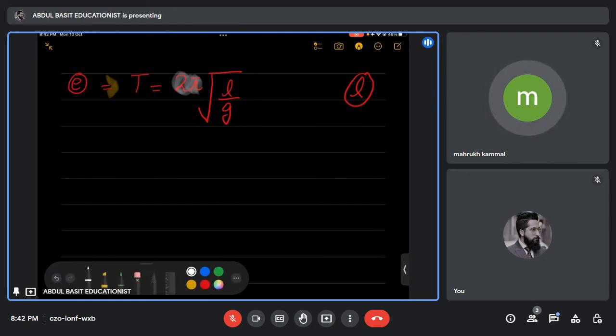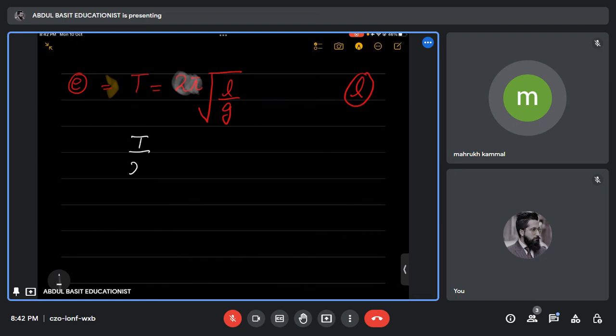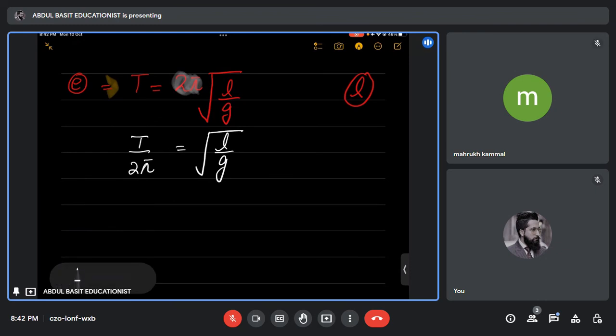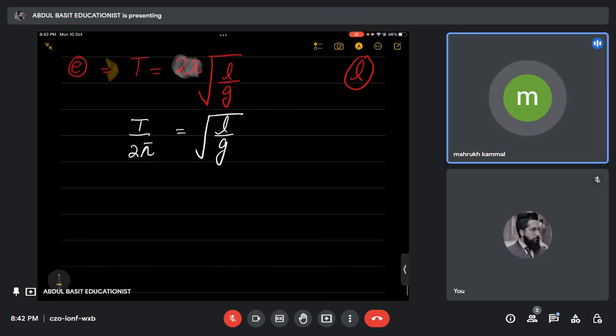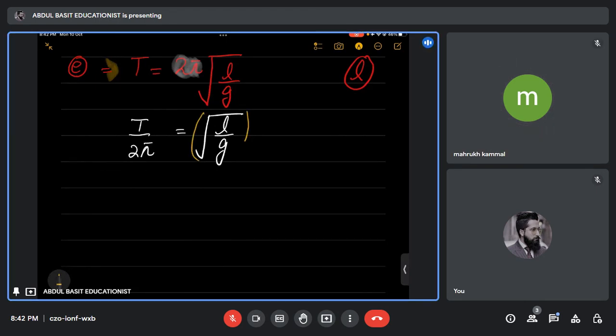So can I write T divided by 2 pi is equal to square root of L divided by g? Can I do this? Yes or no? Okay. So in order to cancel the square root, what I have to do? Take square on both sides. Yeah, taking square on both sides. So this side is squared, so the square root cancels. So the left hand side is (T divided by 2 pi) whole square. ठीक है, do not expand this, इसको करने की जरूरत नहीं है. L divided by g. Get it?